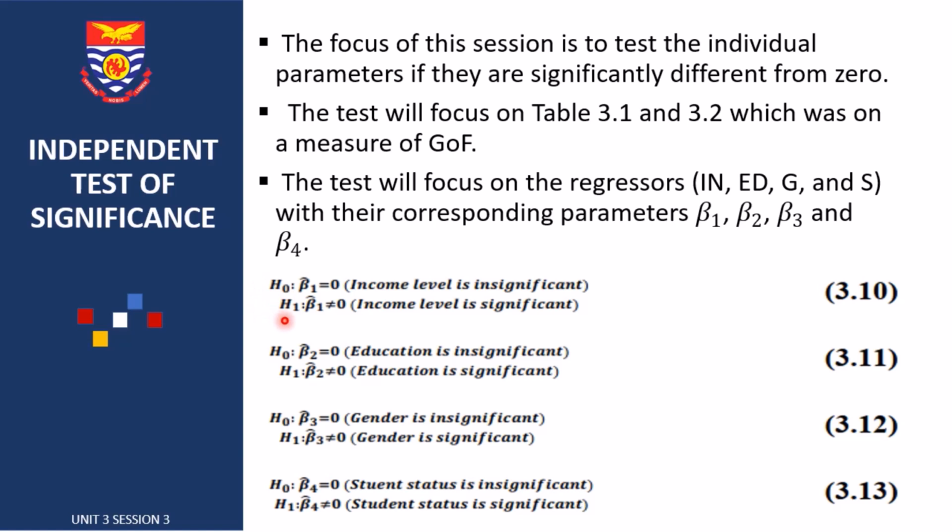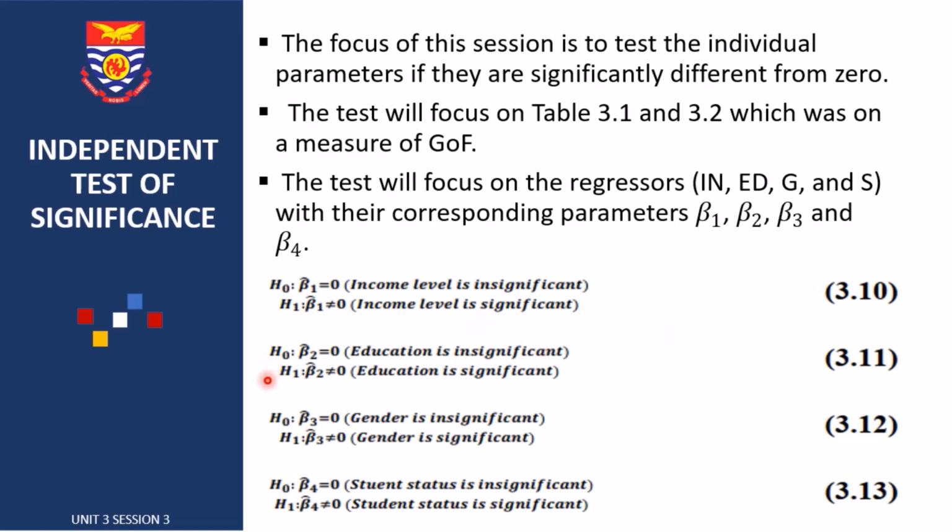Our null hypothesis for the first parameter, which is income, is that our beta coefficient B1 is equal to 0, which means we are estimating that it is insignificant. The alternative is that our beta coefficient is not equal to 0, that is, B1 hat is not equal to 0, which means the income level is actually significant in explaining the relationship with, or establishing, the creditworthiness of a customer. This is in equation 3.1.